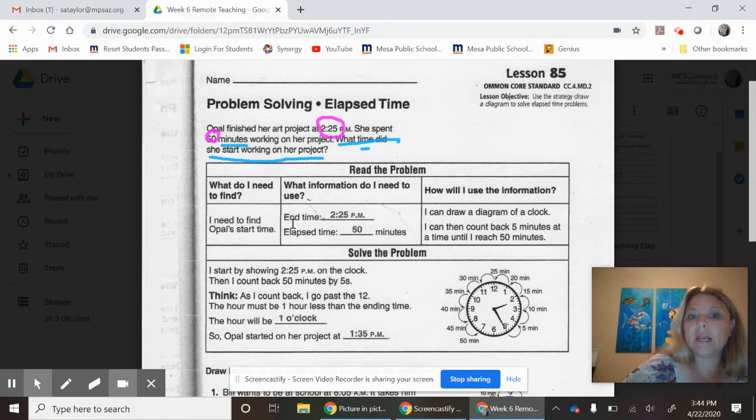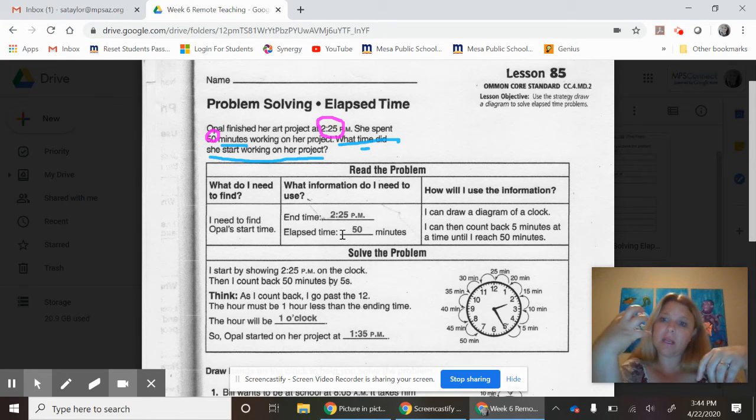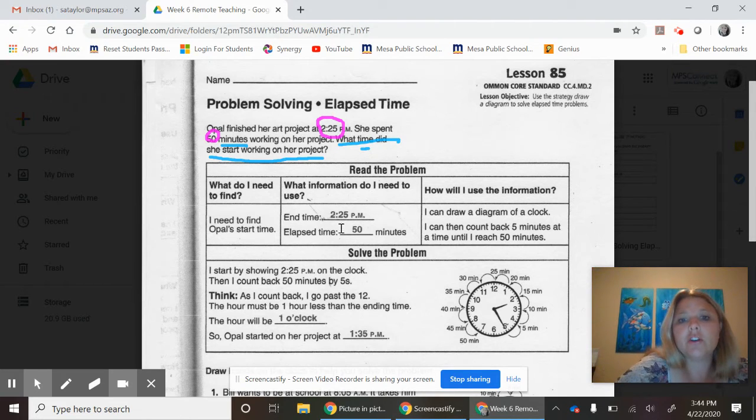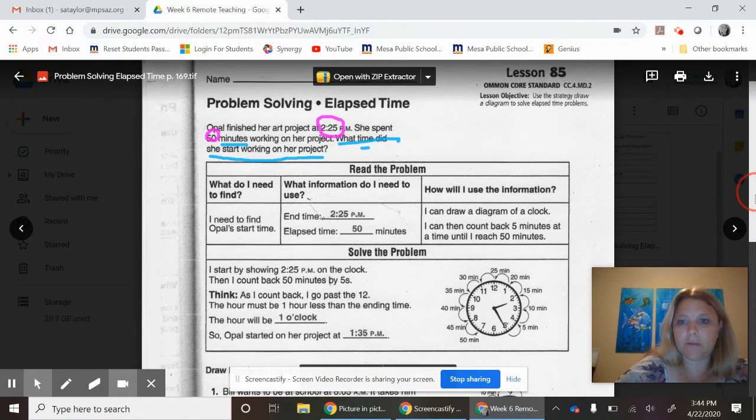So we can use the end time, which is 2:25 p.m., and the elapsed time, which means the time in between. So the time in between the end time and the beginning time, that's elapsed time. So we have 50 minutes to work with. And how can I use this information? Well, what the author's showing is you could draw a picture, kind of like what I talked about, or you could draw a chart to help you figure it out.